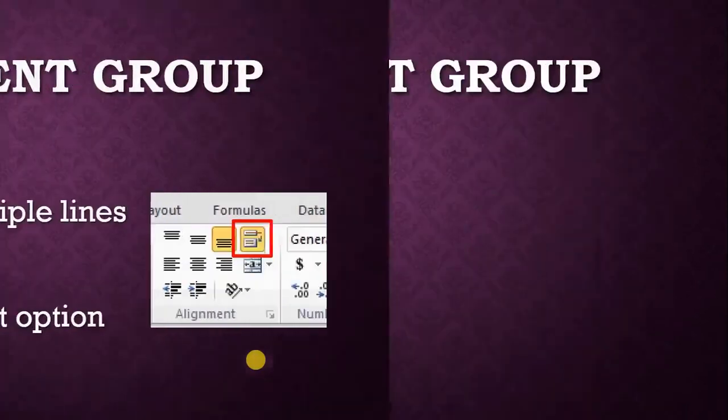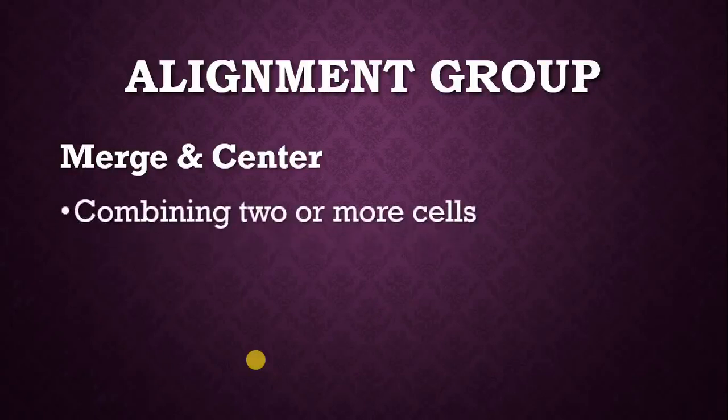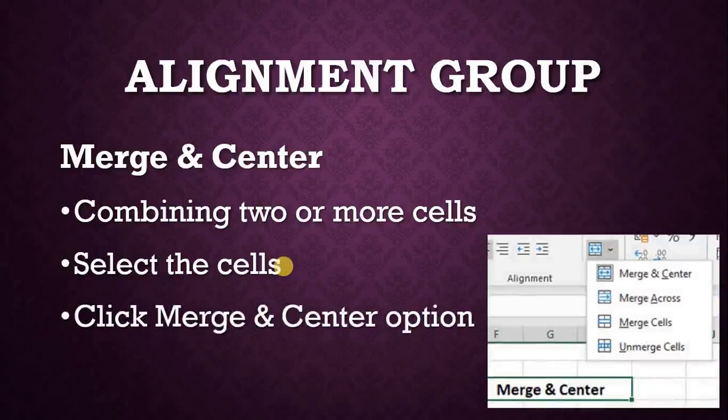The next way to control the display of text is merge and center. By using this option also, we can control the long text. Merge means combining two or more cells into a large cell. To merge the cells, first you need to select the cells and then click on merge and center option in the alignment group. This is merge and center option.